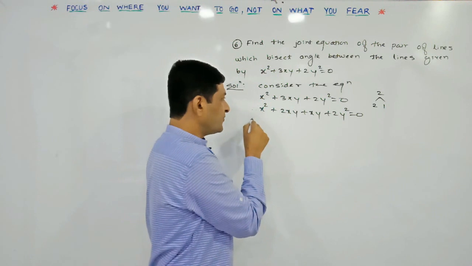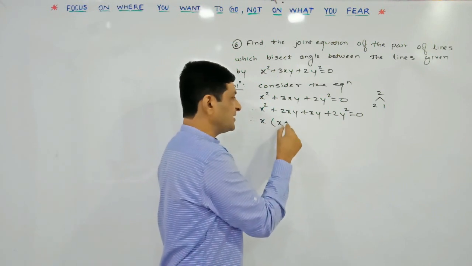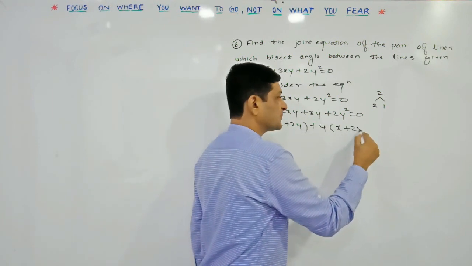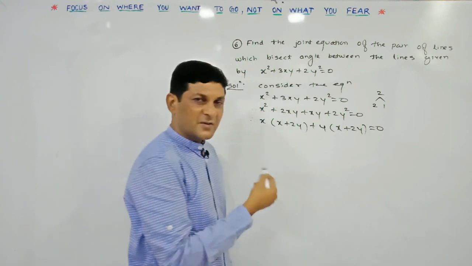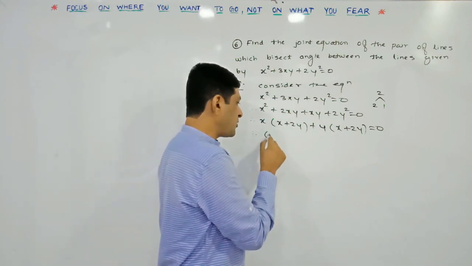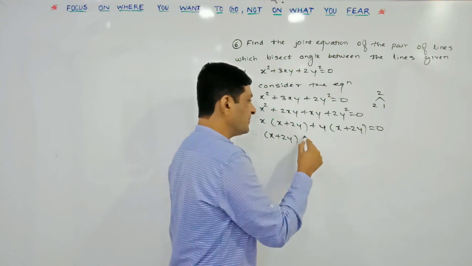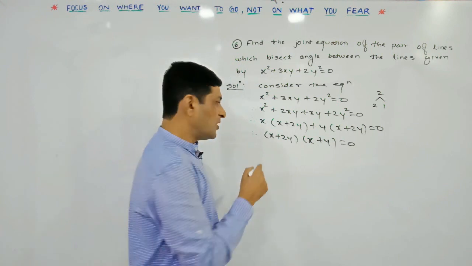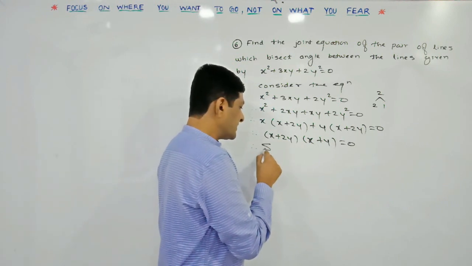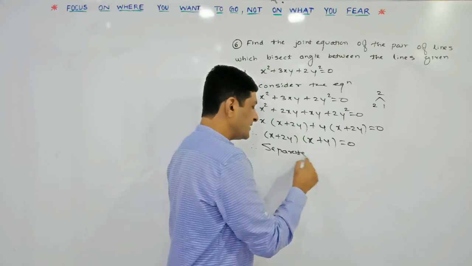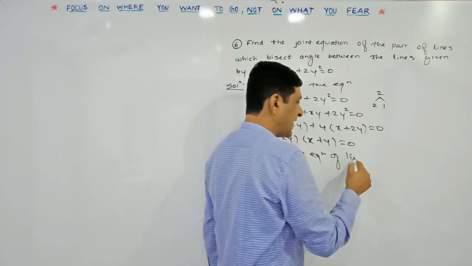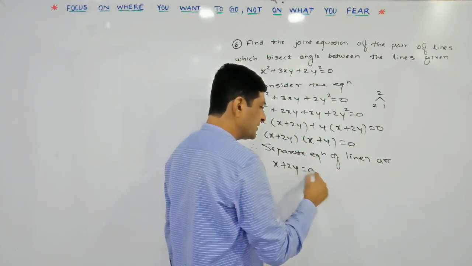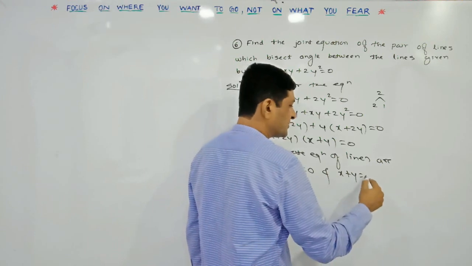So x square plus 2xy plus xy plus 2y square is equal to 0. From the first two terms, taking x common, the remaining term is x plus 2y, and from the last two terms, taking y common, the remaining term is x plus 2y. Again taking x plus 2y common, the remaining terms are x and y, so (x plus 2y)(x plus y) is equal to 0. In this way we have got the separate equations of the lines. The equation of the first line is x plus 2y is equal to 0, and the second is x plus y is equal to 0.